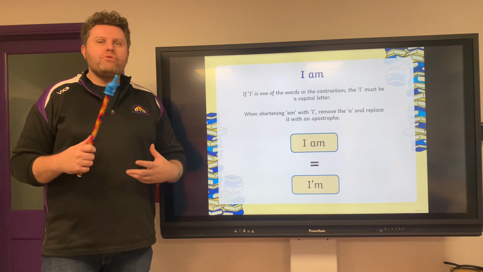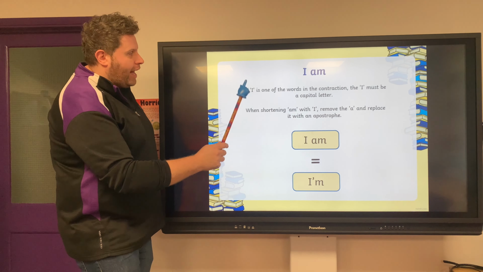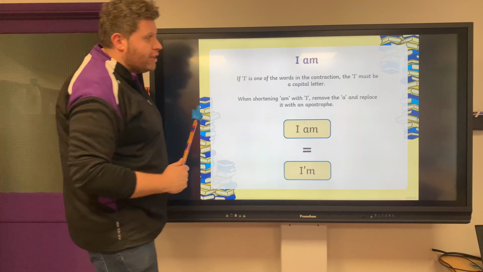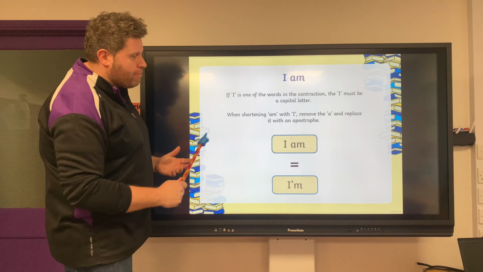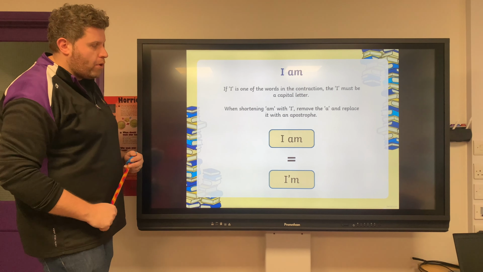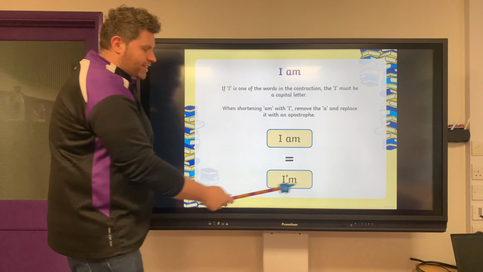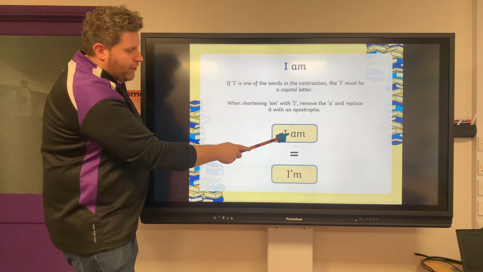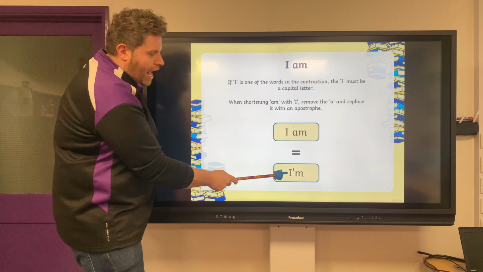Now we're going to move on to something slightly more tricky. So, "I am". If "I" is one of the words in the contraction, the I must be a capital letter. When shortening "am" with "I", remove the a and replace it with an apostrophe. So instead of saying "I am amazing", I could say "I'm amazing". And we've replaced the a with the apostrophe. Instead of "I am", now it's "I'm".